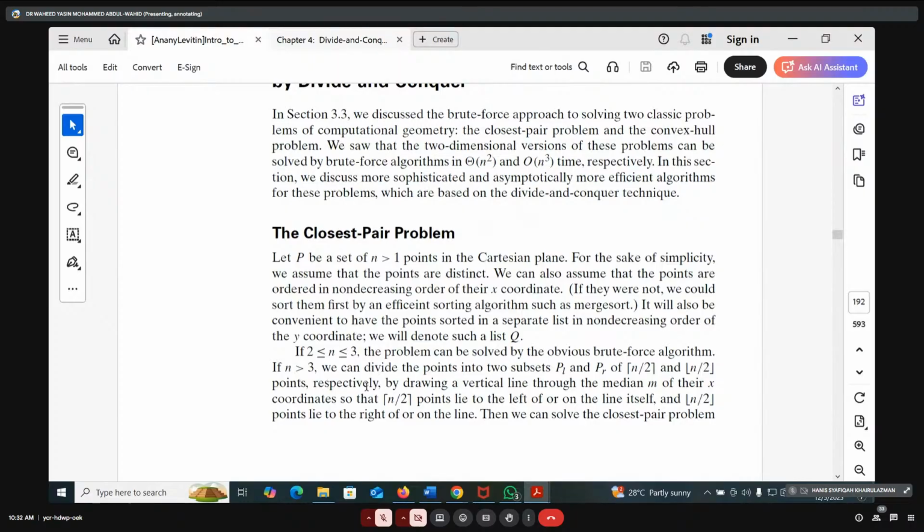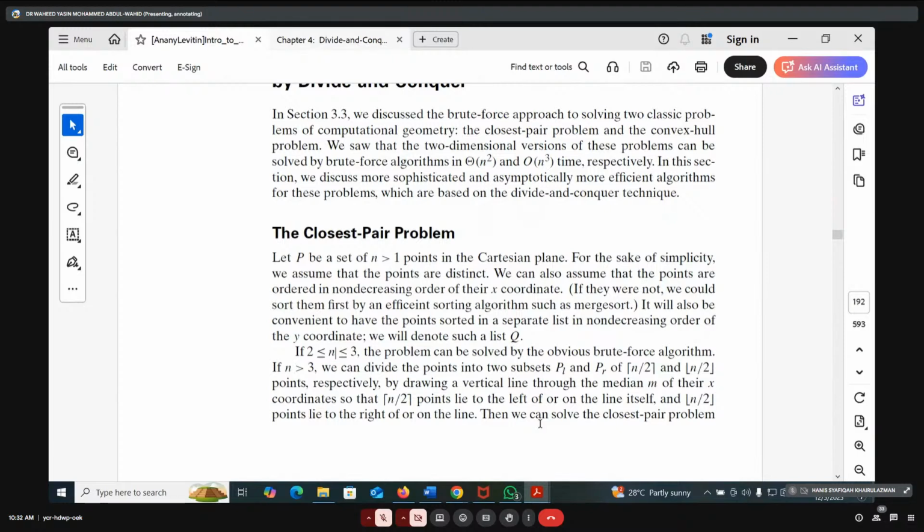So here we divide at the median, so half of the points are in the left and half of the points in the right. Okay. By drawing a vertical line through the median m of the x coordinates, so that n divided by 2 points lie to the left of or on the line itself, and n divided by 2 points lie to the right or on the line. Then we can solve the closest pair problem.